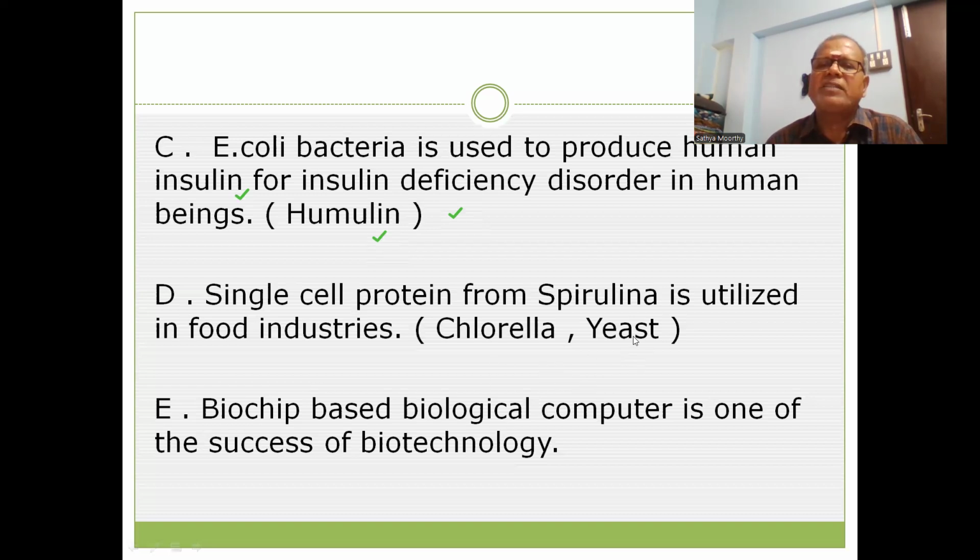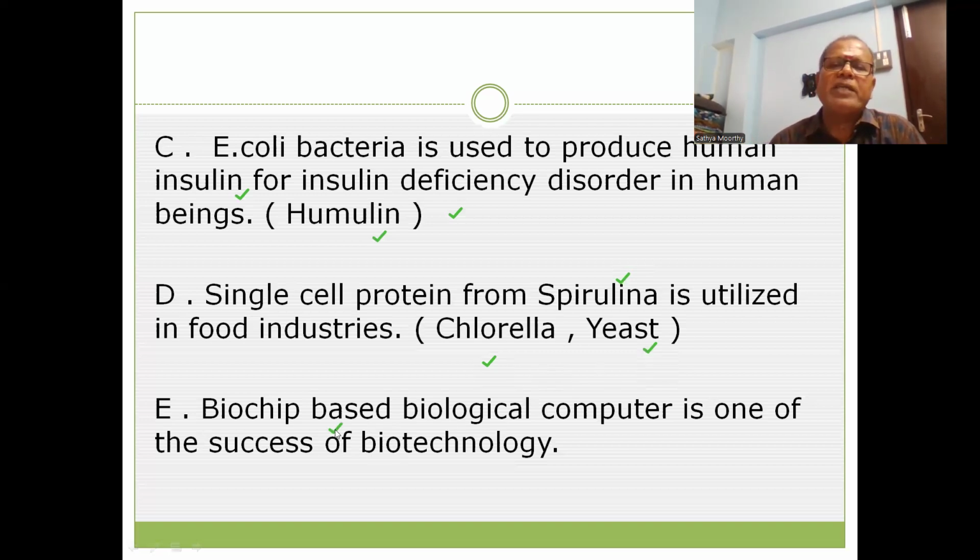And production of SCP, single cell protein: dried cells of microorganisms or unicellular organisms used as a protein diet for human consumption or fodder for animals. We are calling it SCP. With the help of a photobioreactor, we are producing SCP on a large scale. We are getting SCP from Chlorella and yeast, the Saccharomyces cerevisiae, we say.